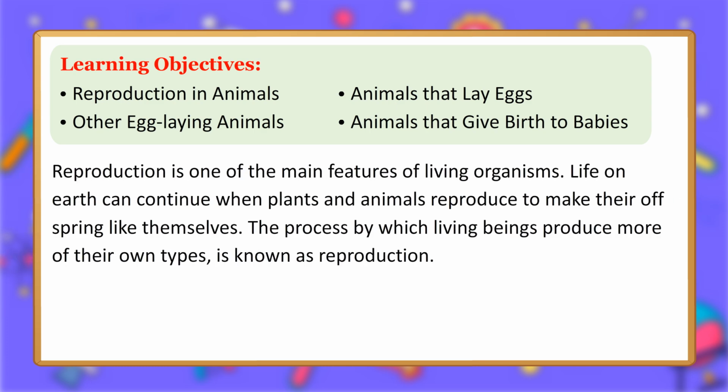Reproduction is one of the main features of living organisms. Life on Earth can continue when plants and animals reproduce to make their offspring like themselves. The process by which living beings produce more of their own types is known as reproduction.